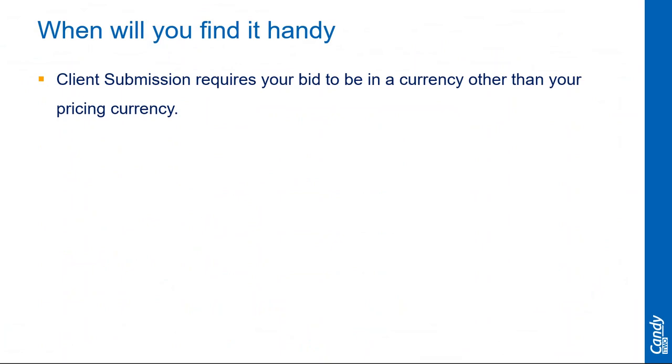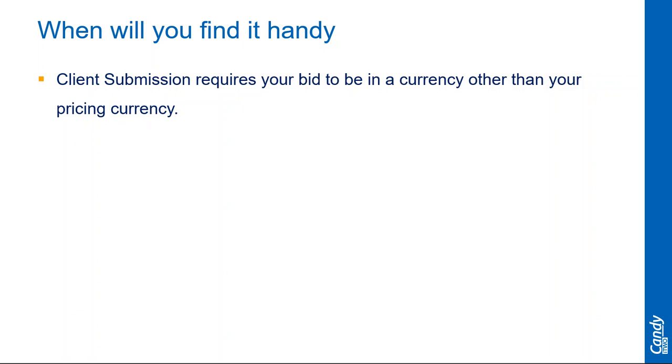So when will you find the foreign currency pricing tools in Candy useful, or when would you deploy these tools? When the client BOQ requires your bid to be in a currency other than your pricing currency. You are pricing a project in the UAE, you're pricing in dirhams, but your client would prefer to see the rates in US dollars. You can use the Candy foreign currency functionality then.